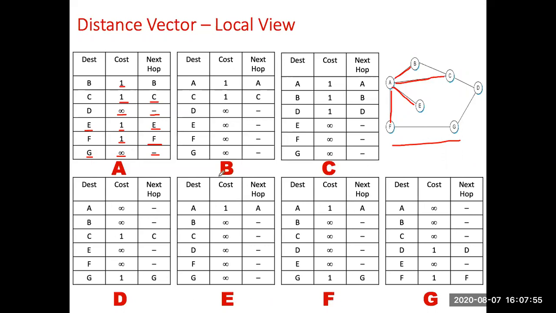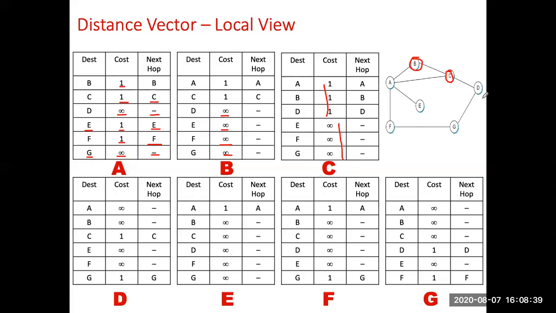This is the routing table for node B, and it is directly connected to only two nodes, A and C. We can see that the cost to all the other nodes except A and C is infinity. Similarly, node C is directly connected to 3 nodes, so there is a cost for those 3 nodes and all the other nodes are infinity.